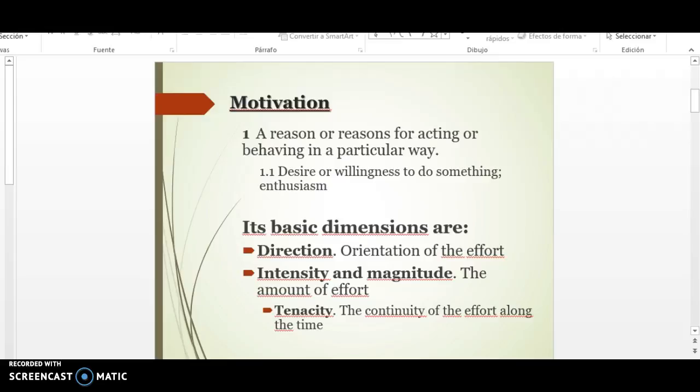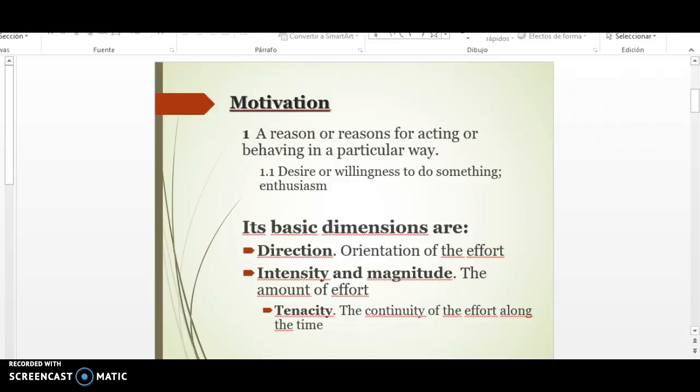According to Durney, there are two basic dimensions we should bear in mind. Direction, the orientation of the effort in order to get the goal. It implies choosing the proper activities on which we have to focus the effort. And intensity or magnitude, the amount of effort we should make in order to be able to carry out the task.